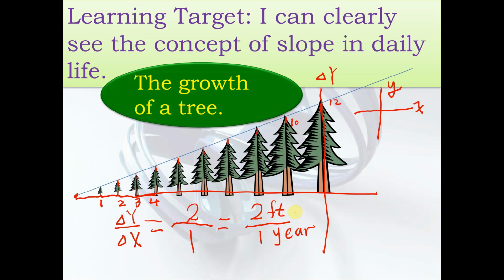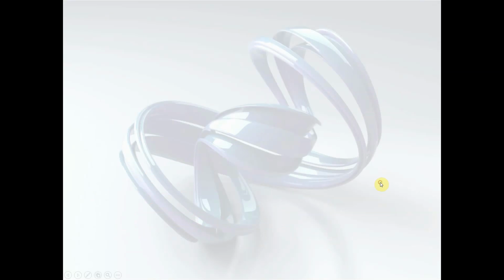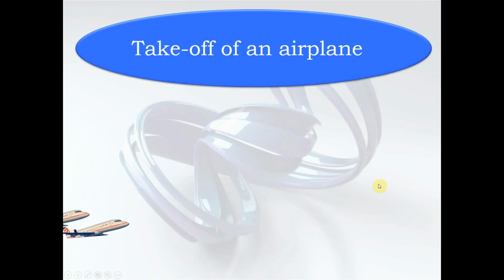That explains the growing speed of the tree in a certain area. All right, next one, I'm going to give you another example about an airplane taking off. Take a look.